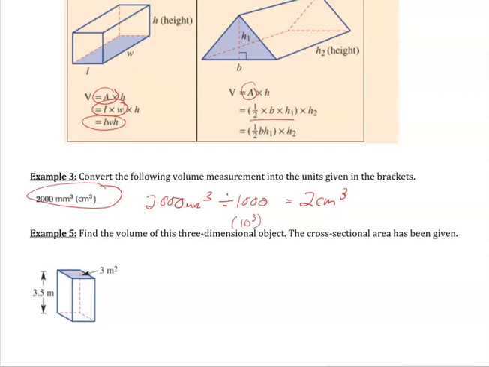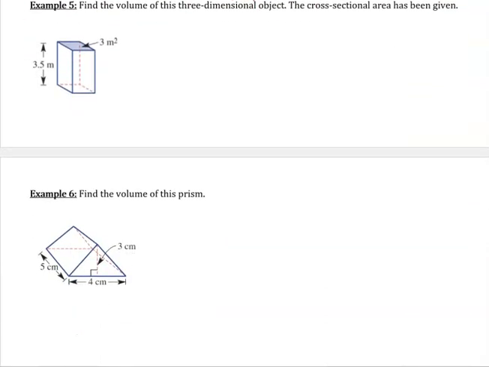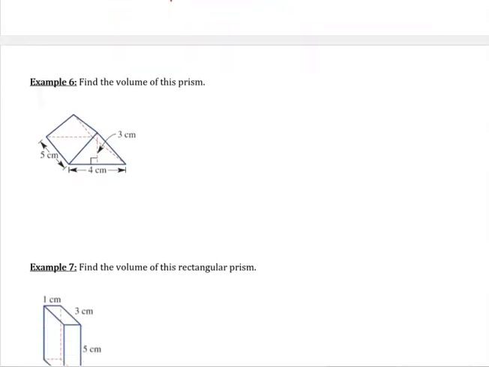2 cubic centimeters. Find the volume of this three-dimensional object. Well, volume equals area, that we know of the one end, times the height. So we're told already that we have 3 meters squared. So we know that that is square meters already, times 3.5. Therefore, our volume is going to be 10.5, and the unit will be meters cubed, cubic meters.